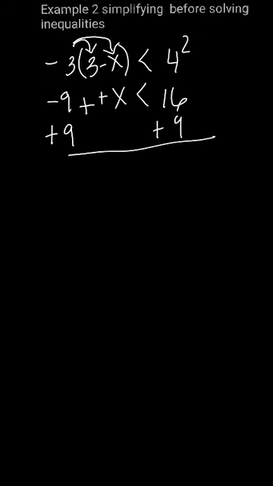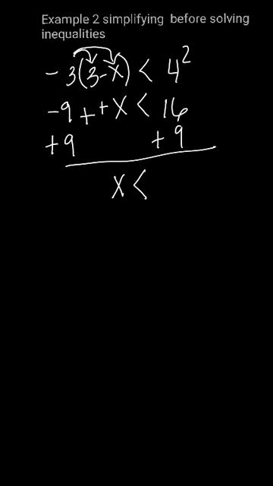And you guys know how I feel. I always like to add the opposite so things are really clear for me. Then I've got less than. 4 squared means 4 times 4, so that's 16. So I've simplified it before I solved the inequality. Now I'm going to move things around so that I can isolate x by itself. I'm going to add 9 to both sides of this inequality, and I'm left with x is less than 16 plus 9, which is 25. So x is less than 25.